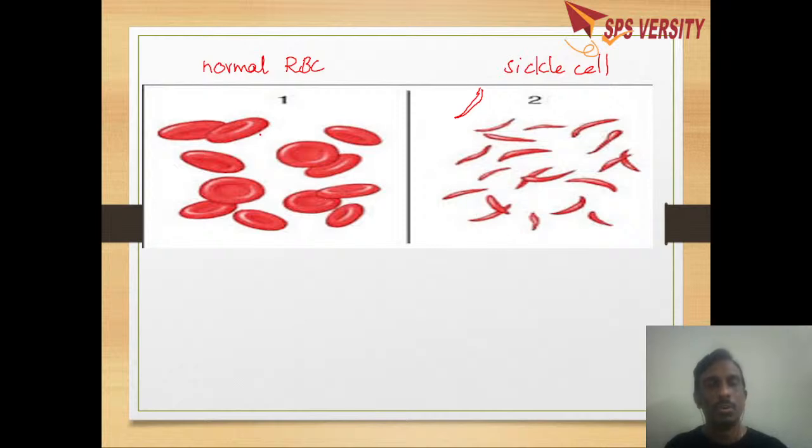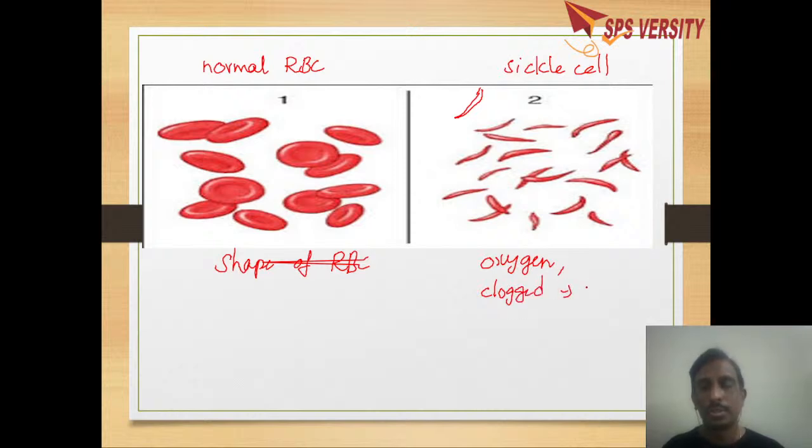See the difference. Due to just a change in one single base pair, it has affected the shape of RBC. As the shape of RBC is affected, the functioning of RBC is also affected, that is, oxygen carrying is affected. And next, due to this sickle shape of RBC, the blood gets clogged in the blood vessels, which leads to sickle cell crisis. So this is how we can see the change in the shape of RBC in sickle cell anemia.